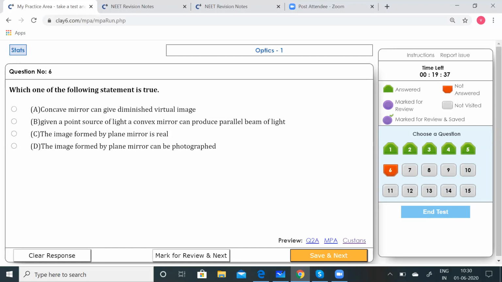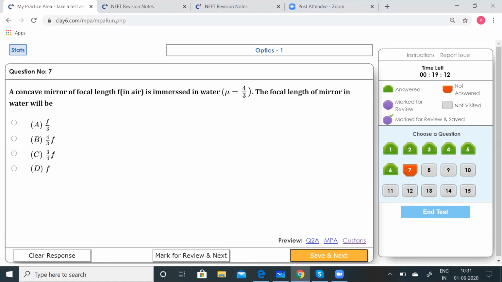All right. Which one of the following is true? Concave mirror can give diminished virtual image. No, that is not true. Given a point source of light, a convex mirror can produce parallel beam of light. No, that is also not true. Image formed by a plane mirror is real. No, that is also not true. The image formed by a plane mirror is virtual. So D should be correct. The image formed by a plane mirror can be photographed. Yes, that is true. So D is correct.